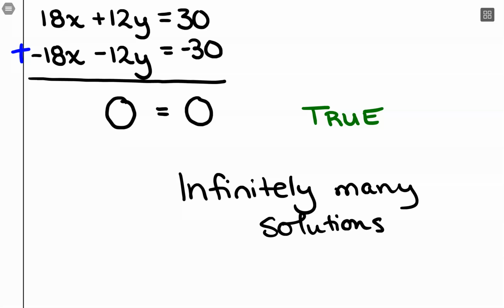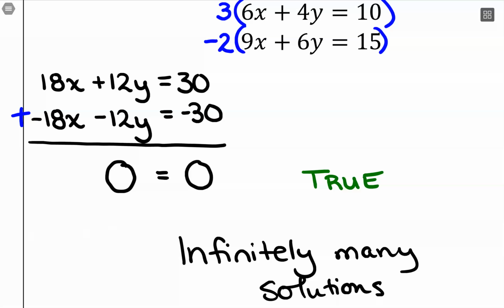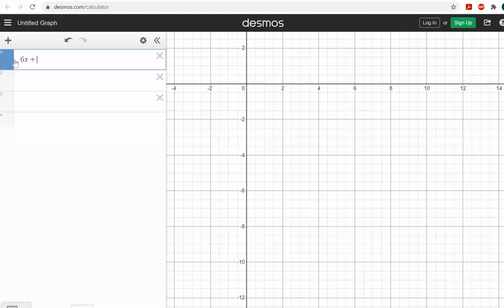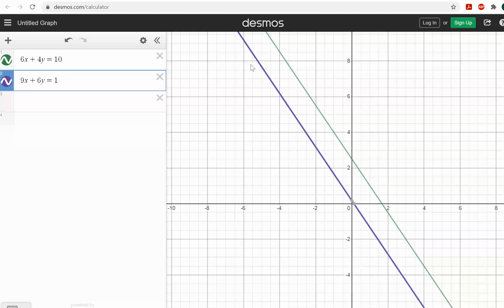So let's take a look at the graph of this real quick so that we can see what's going on. So I'm going to graph the original equations as they were given to us. So, in fact, let me delete that other equation. Our first equation, 6x plus 4y equals 10. So there's our first equation. Second equation, 9x plus 6y equals 15. And if you saw that, if I just take away the 5 from the 15, you can see we have a parallel line there with these two. As soon as I type it in as a 15, it overlaps it.